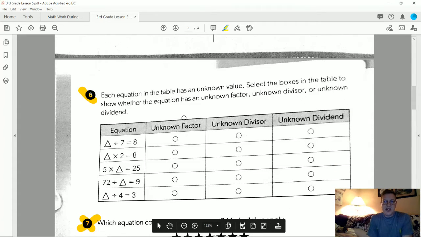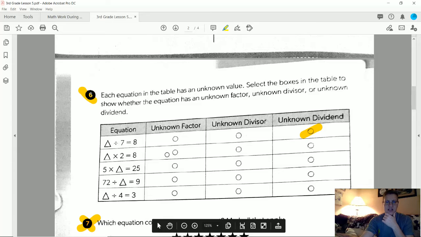Number 6, each equation has an unknown value. Select the boxes to show whether the equation has an unknown factor, an unknown divisor, or an unknown dividend. So we are just going to look at what place in the problem it shows up. So the triangle for the first one, the first number represents the dividend, the middle number represents the divisor, and the answer would be the quotient. If I am doing a multiplication problem, both of these numbers would be factors, and then the product would be after the equal sign. So for the first one, I have an unknown dividend.